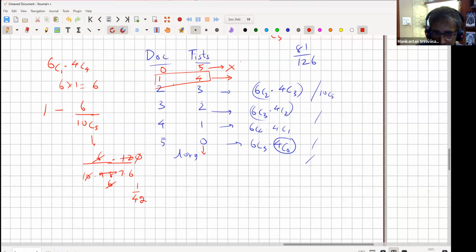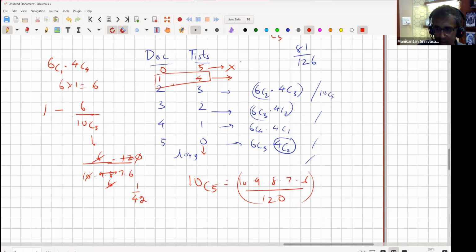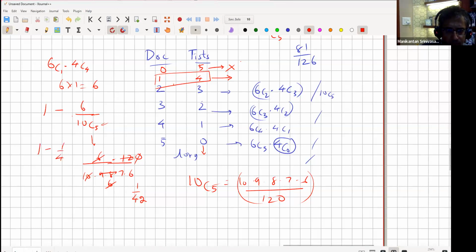What is 10 choose 5, beta? 10 choose 5 is 10 into 9 into 8 into 7 into 6 by 5 factorial, right? So this is the denominator, right? So when you put this in the denominator, the 120 goes to the top, right? Correct. Yeah. So, all right. Again, correct me if I'm wrong. If I'm making some mistake in the cancellations, it's 1 upon 42. Therefore, it's 1 minus 1 upon 42. So it's 41 upon 42.